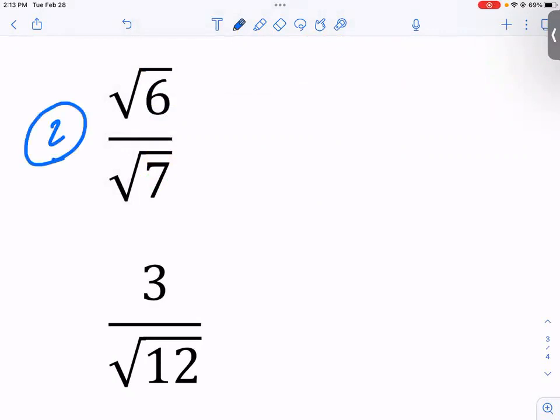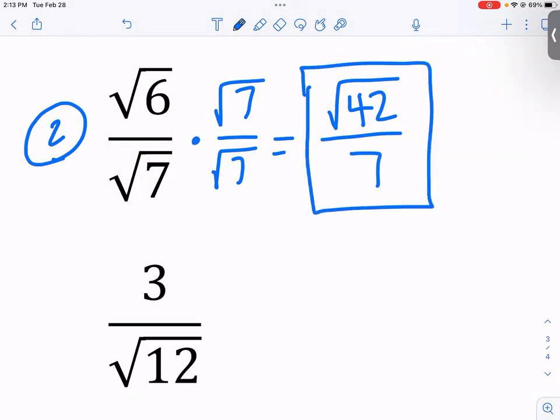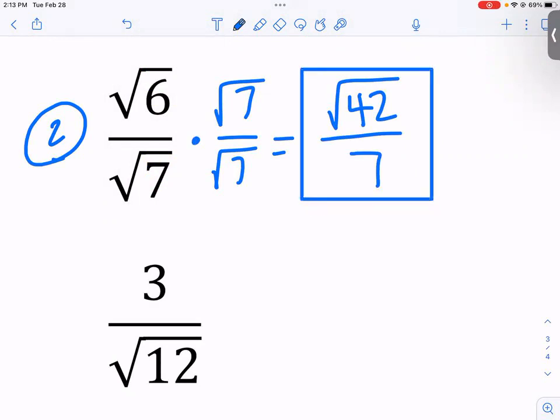For number 2, Drew, what's our first step? And then on both the numerator. So we have the square root of 42 over 7. Can we reduce that? No. Well, that's a nice problem, isn't it? Because square root of 7 is in the denominator and we can't have a radical in the denominator.